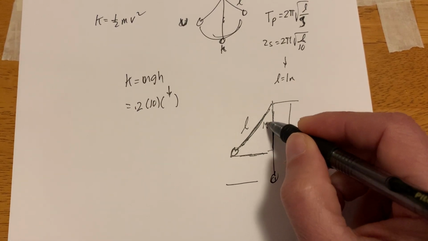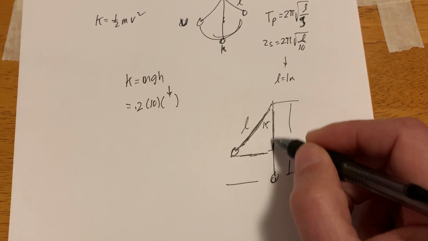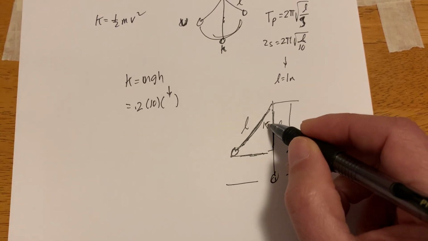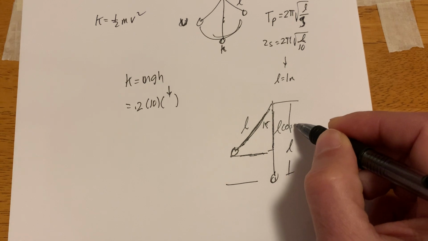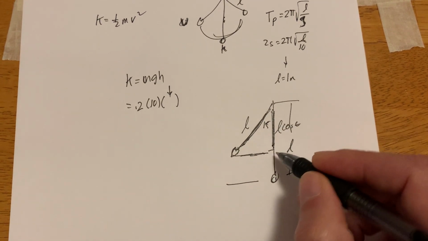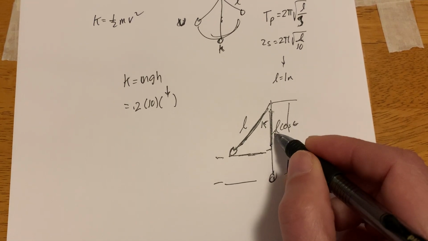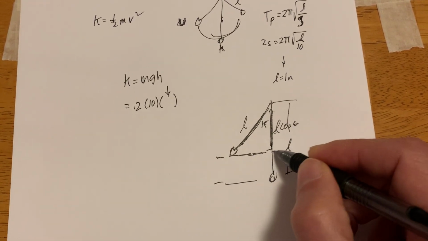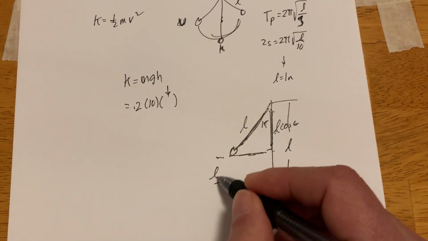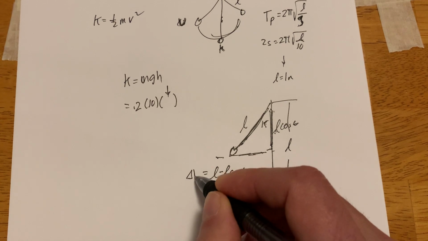So if this is 15 degrees, what is this guy right here? This is going to be L adjacent, cosine theta, right? This side. So what does that leave this side being? So here's L cosine theta, and this is L. So this here has to be L minus L cosine theta. So that's my delta h.